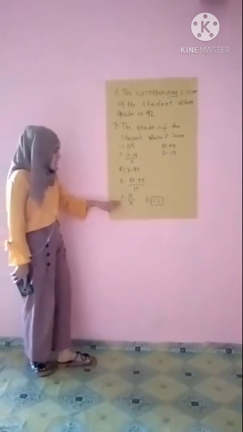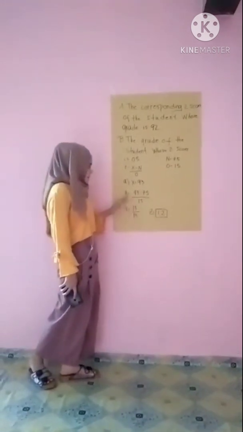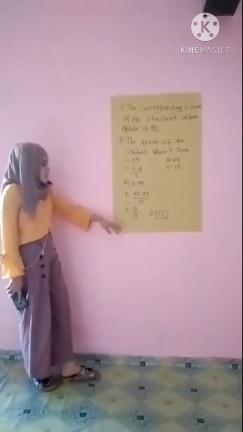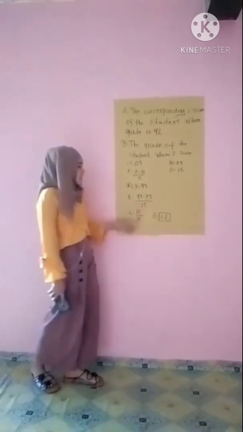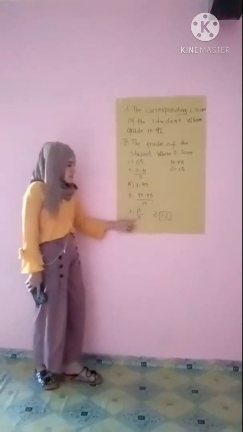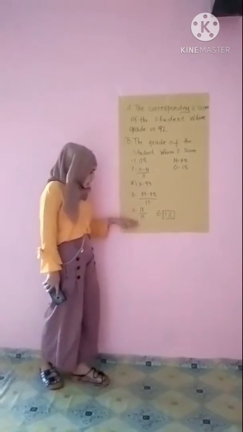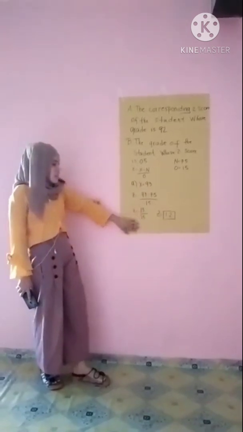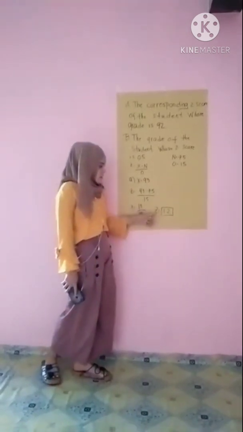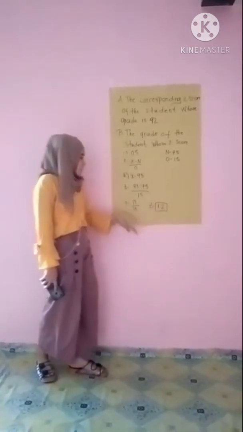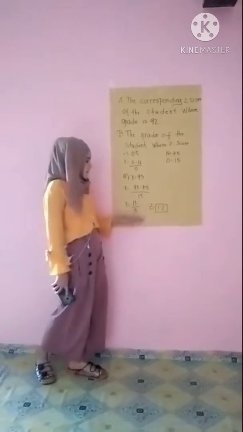So, Z-score: 93 minus 75 equals 18. Then we copy the sigma, which is 15. To solve this, 18 divided by 15 equals 1.2. So the Z-score equals 1.2. This is our Z-score.